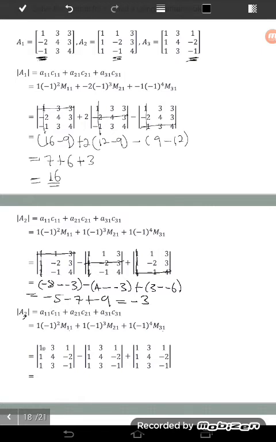And M11, so close row 1 column 1. Then M21, row 2 column 1. And M31, row 3 column 1. Okay, so calculate the determinant. 4 times negative 1, negative 4. Minus 3 times negative 2, negative 6. And then minus 3 times negative 1, negative 3. Minus 3 times 1 is 3. Plus 3 times negative 2, negative 6. Minus 4 times 1 is 4.